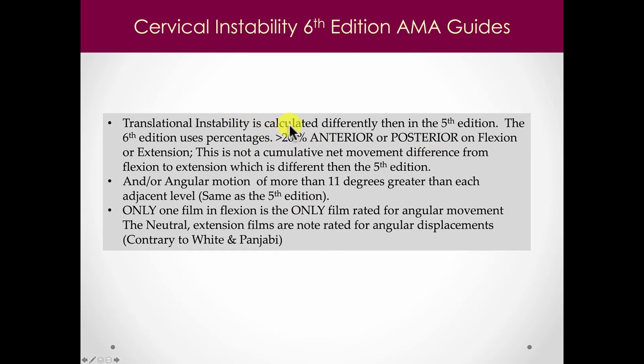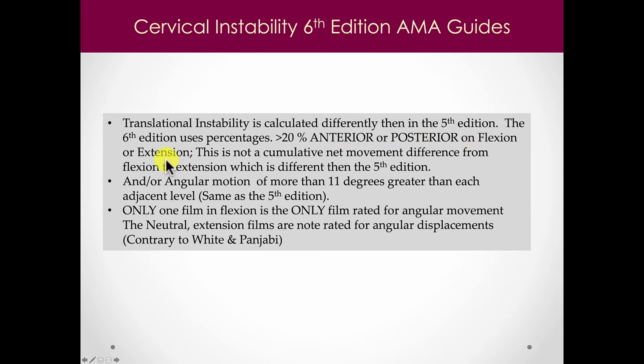So for translational instability in the 6th guides, they switch to percentages. Now, percentages are great because magnification doesn't apply, right? It's just comparing the offset of the vertebra. So greater than a 20% slippage forward, anterior or posterior, on the flexion or extension.